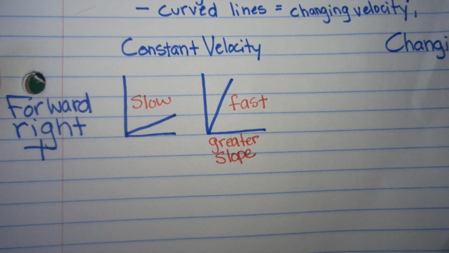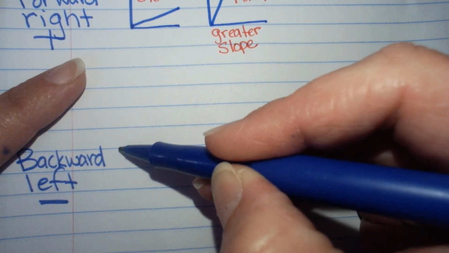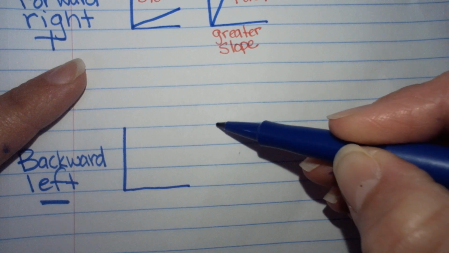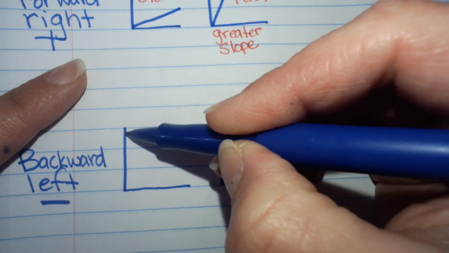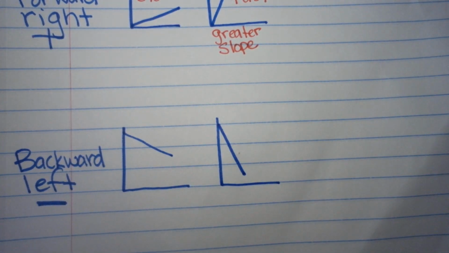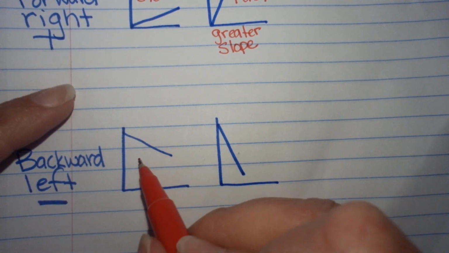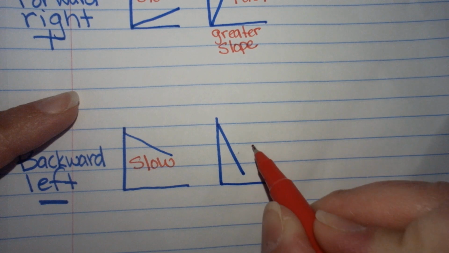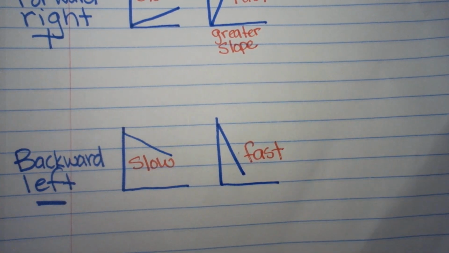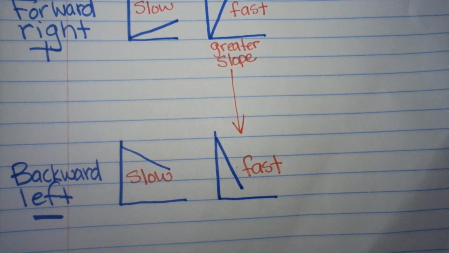Let's look at constant velocity going backward or left. Okay? Got my graph. Got my graph. Notice they're both still straight lines. This one is still slow. This one is still fast. Notice we have the same concept of greater slope as fast.